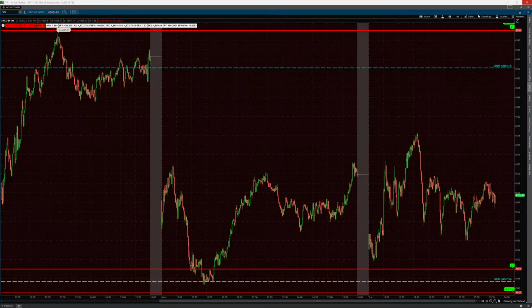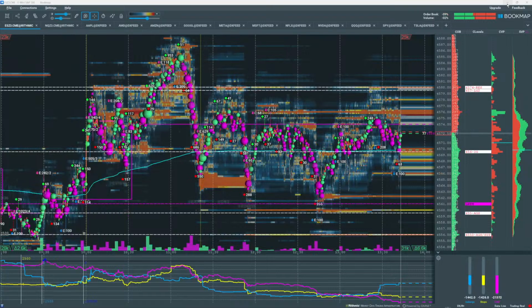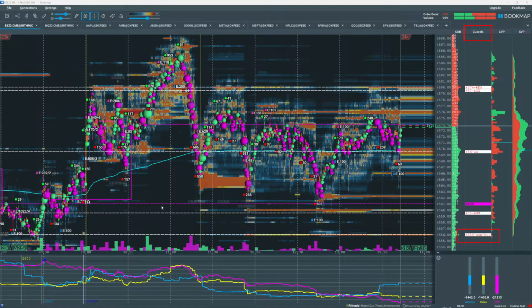All right, let's take a look at Bookmap now. So in Bookmap, I have my own cloud nodes, so I can show SPX levels. There's that 4550 level. It did act as support just before the cash open, almost to the tick. So that is SPX 4550.